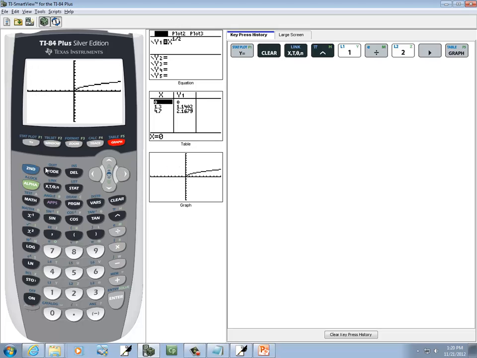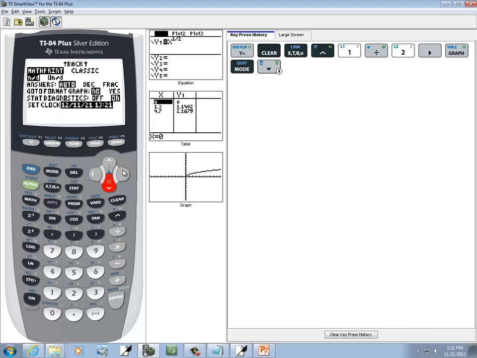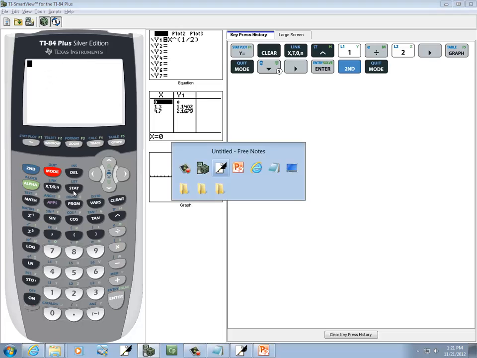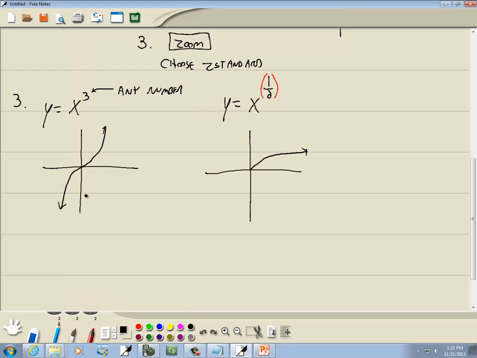Now, if you're sitting there trying to switch this back and forth between math print and classic, if you don't have a newer TI-84, if you have an older TI-84 Plus, it will not work, so don't even try it. So press mode, and keep going down. There we go. I'm going to set this back to classic, and exit out, second mode. That was number 4, I think.